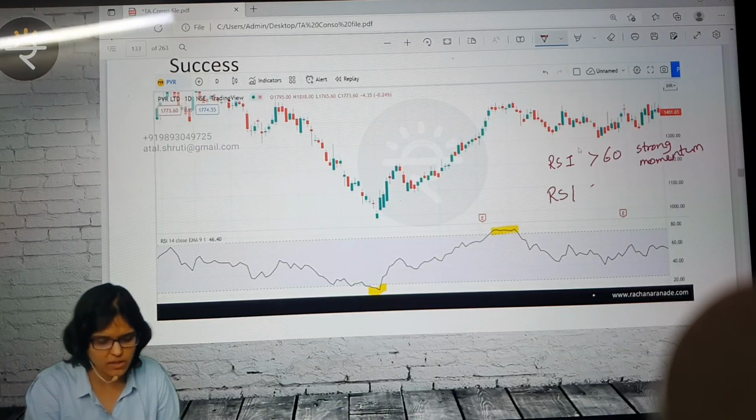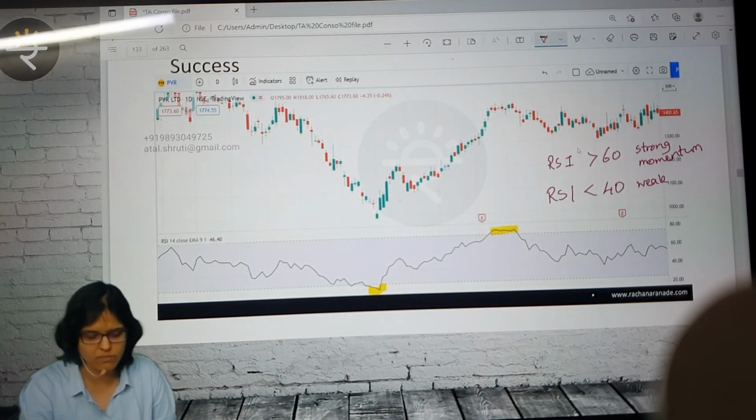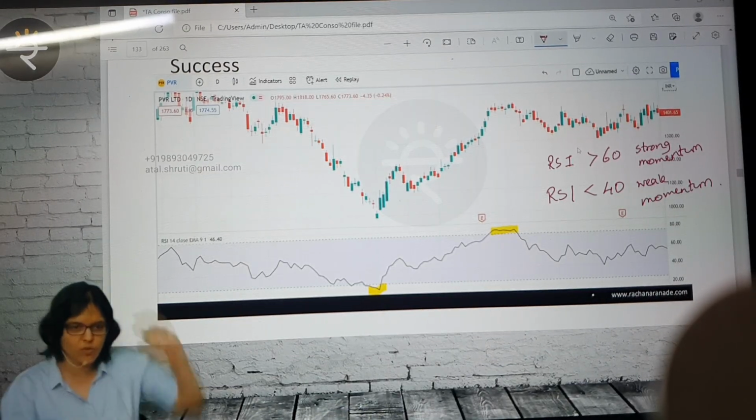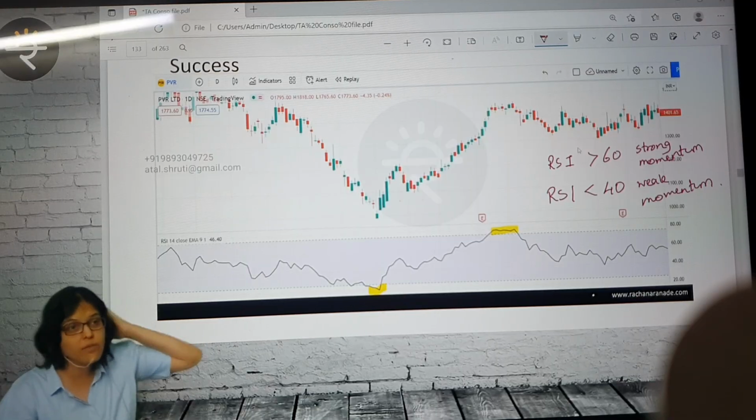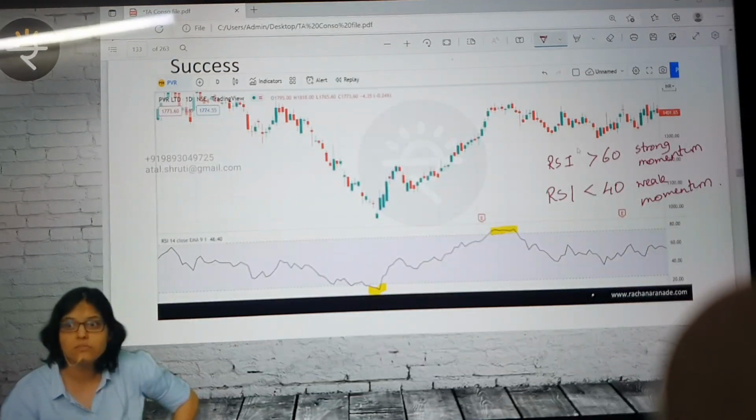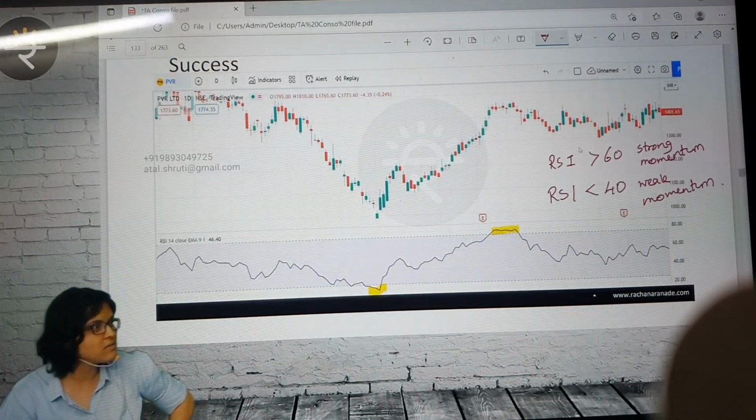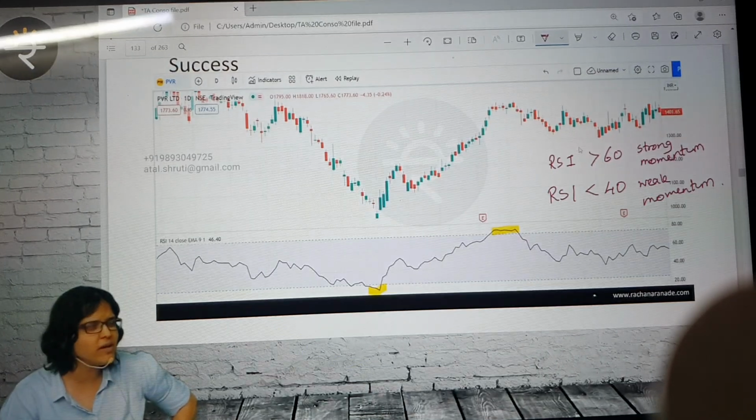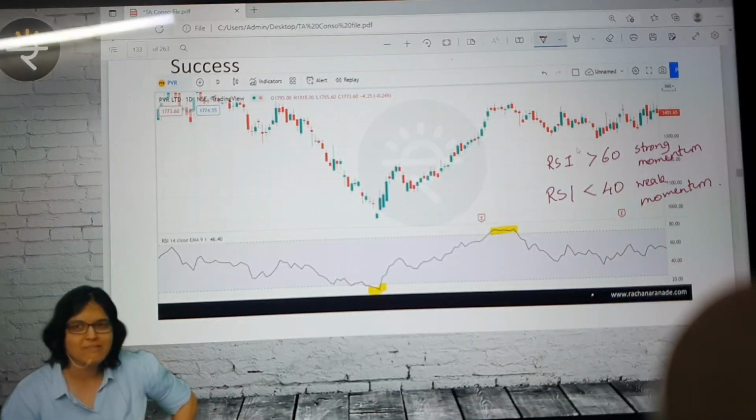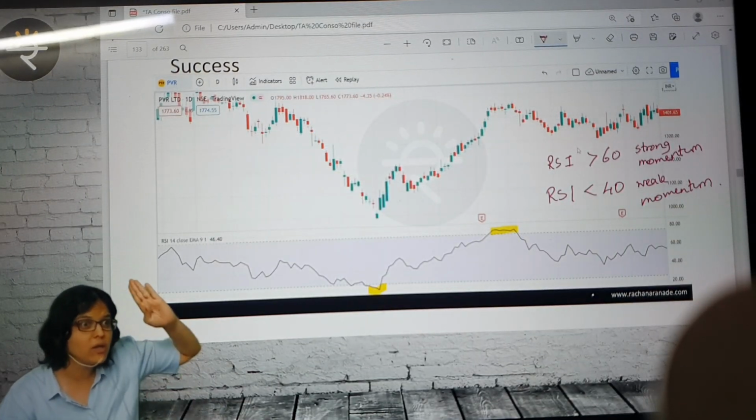And RSI below 60, below 40 is weak momentum. First write this down, then I'm going to take two more such levels. RSI's strong momentum above 60 is good, but now the speed has gone to 80. Overspeeding. What did I read? Speed thrills but kills. True, na? So if RSI is going at 80, then what?